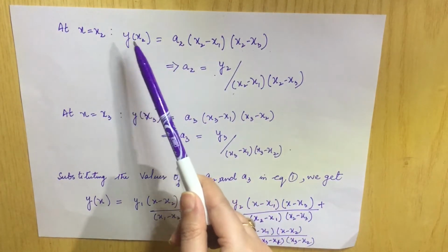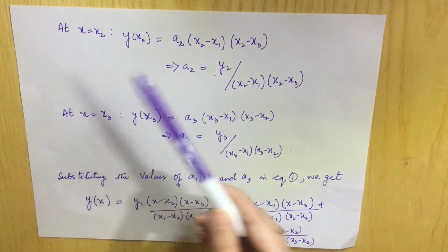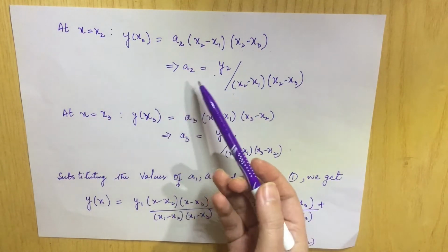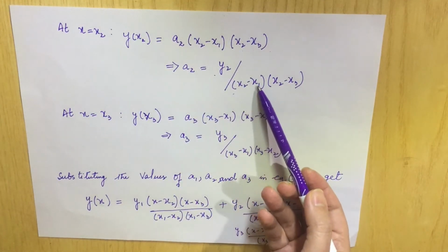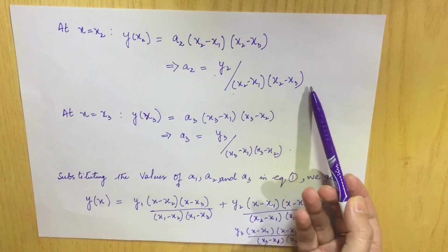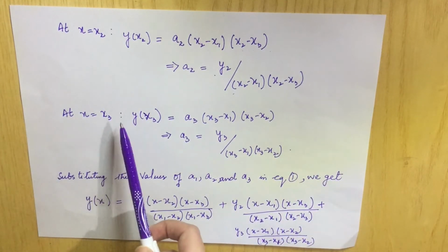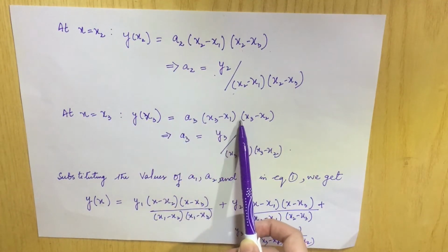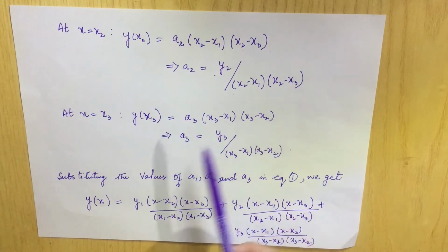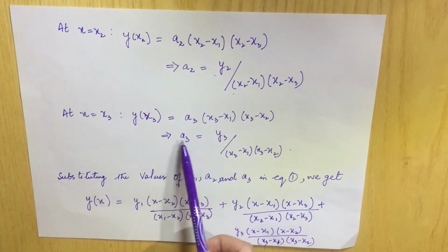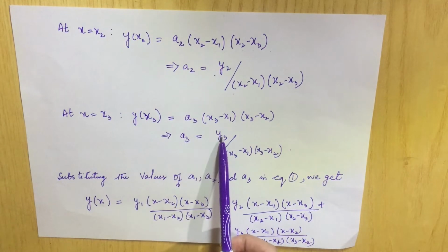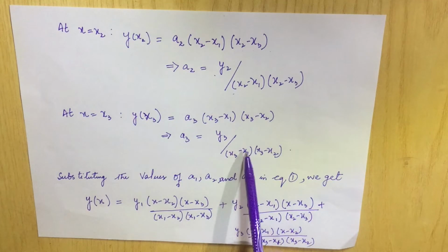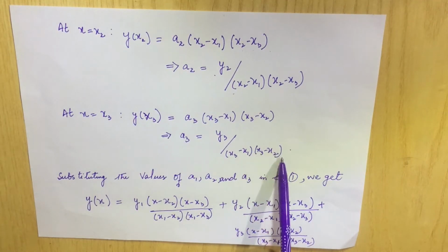So at x2, we will consider that y of x2 is equal to y2. So a2 is equal to y2 divided by x2 minus x1 multiplied by x2 minus x3. At x is equal to x3, y of x3 will be equivalent to a3 multiplied by x3 minus x1 multiplied by x3 minus x2, which will imply that a3 will be equal to y3 divided by x3 minus x1 multiplied by x3 minus x2.